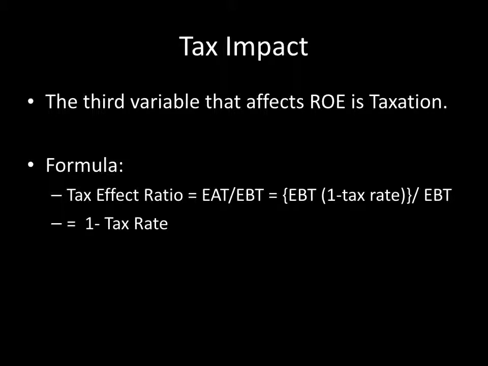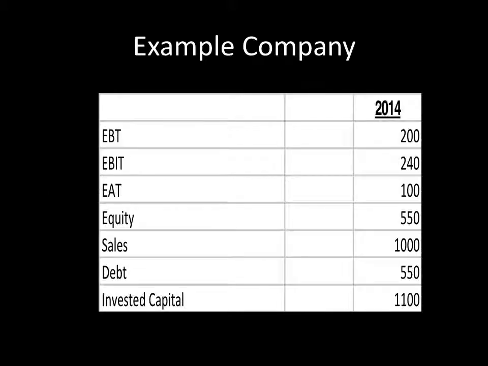We can also break that down further. We can say, well, EAT is simply earnings before taxes times 1 minus the tax rate, that over EBT, canceling EBT out from the numerator and denominator. In effect, EAT divided by EBT is 1 minus the tax rate. So ROE can be affected by the taxes that we pay, especially when we include debt.